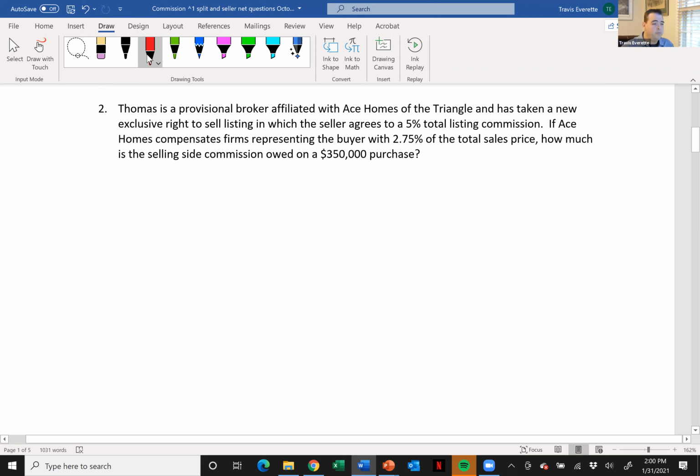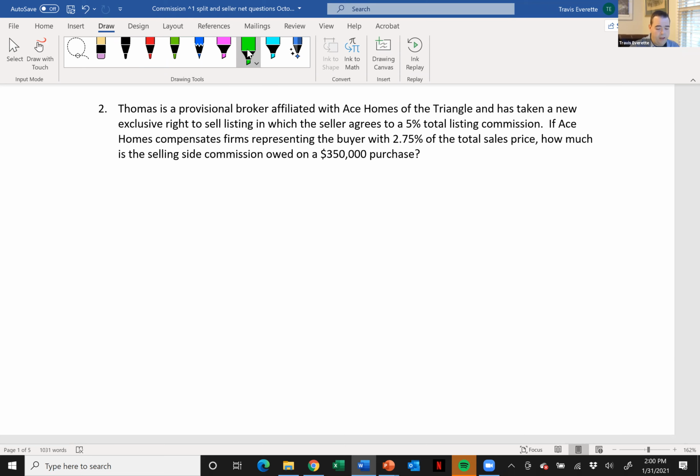Look at this one. It says Thomas is a provisional broker affiliated with Ace Homes of the Triangle and has taken a new exclusive right to sell listing in which the seller agrees to a 5% total listing commission. If Ace Homes compensates firms representing the buyer with 2.75% of the total sales price, how much is the selling side commission? There's the question. So they're asking me for a selling side commission.